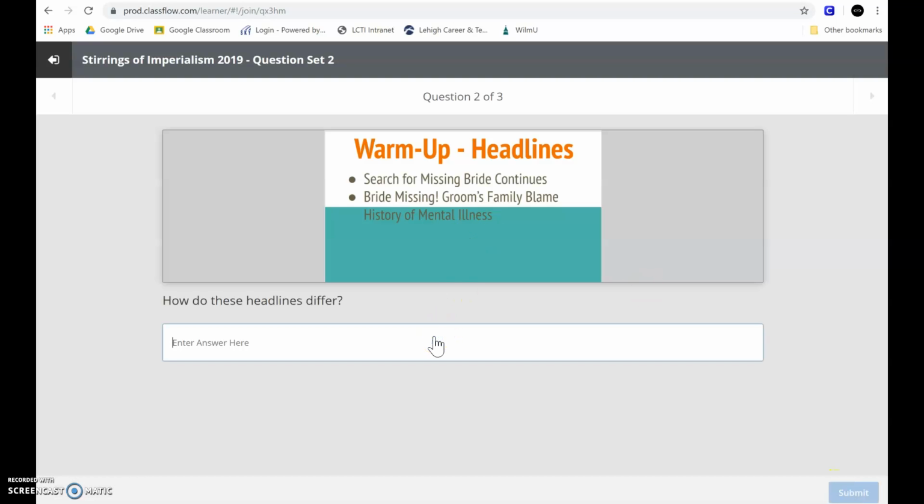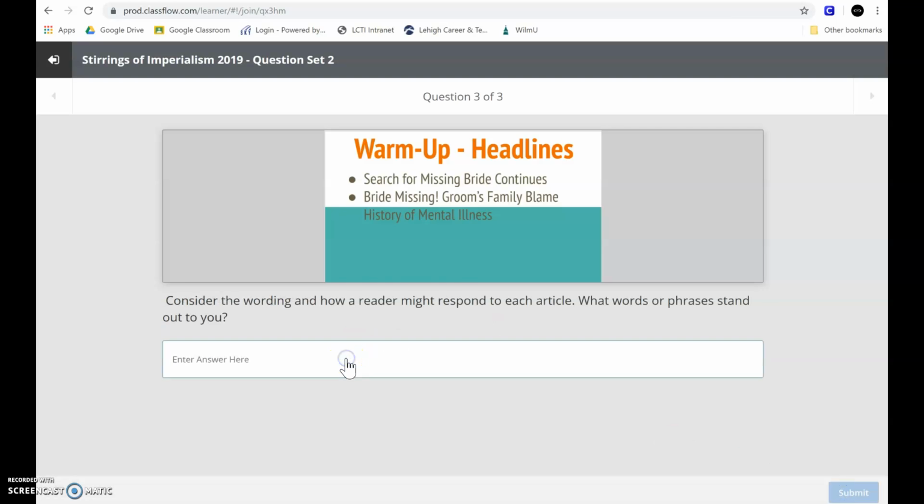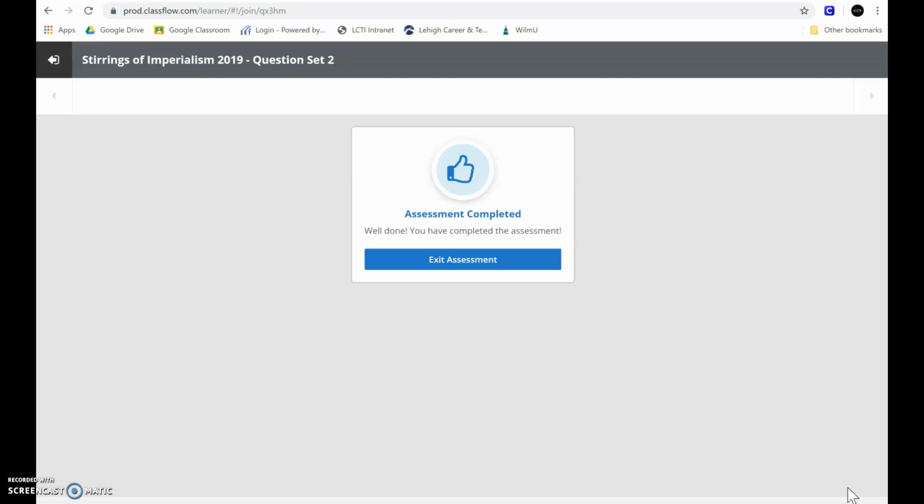How do they differ? The second headline offers more details. Boom. Consider the wording. How would they respond? They might assume that the bride is crazy. Oops. Got a typo. Bride is crazy rather than just leaving the husband. Or groom at this point, not the husband. Sorry, buddy. You hit submit, boom, assessment done.